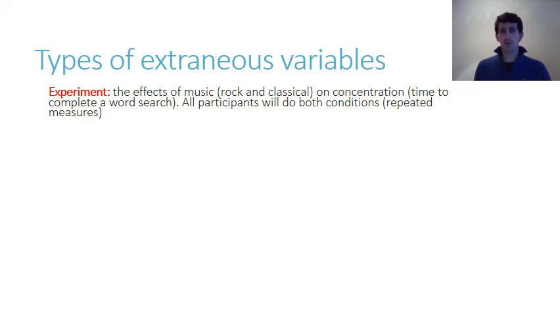So there's obviously going to be types of variables that are going to have an effect. We've got order effects, so they might do better in the second condition always because of learning. They might do worse in the second one because they're bored of doing word searches and they've had enough and they can't be bothered, so they don't put in as much effort.